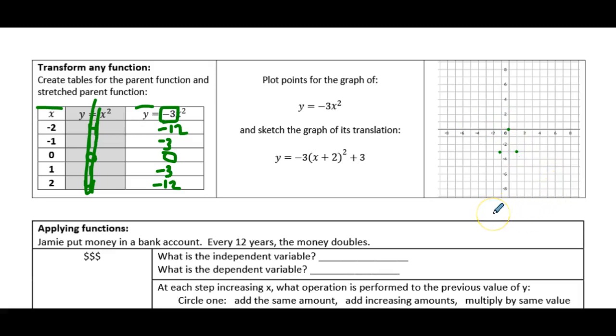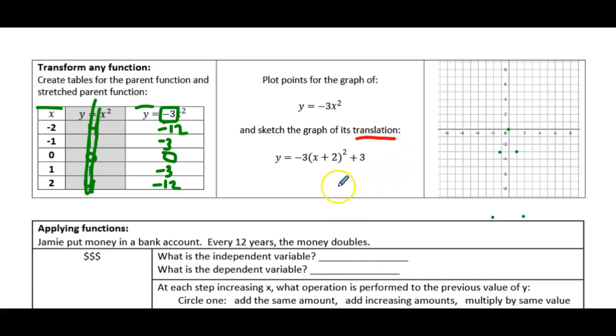The other points are somewhere around here and here, just for reference, so we can draw something that looks pretty reasonably accurate. And then we need to sketch its translation. I'm actually going to leave those just green dots here. If you have multiple colors, including on your test, I highly recommend it. But we're going to look at the translation.